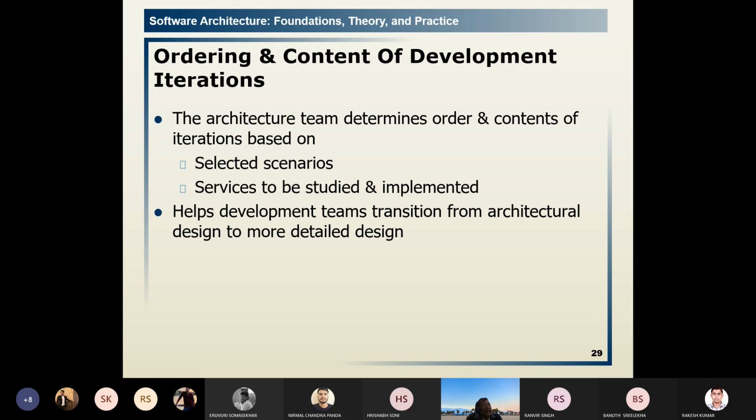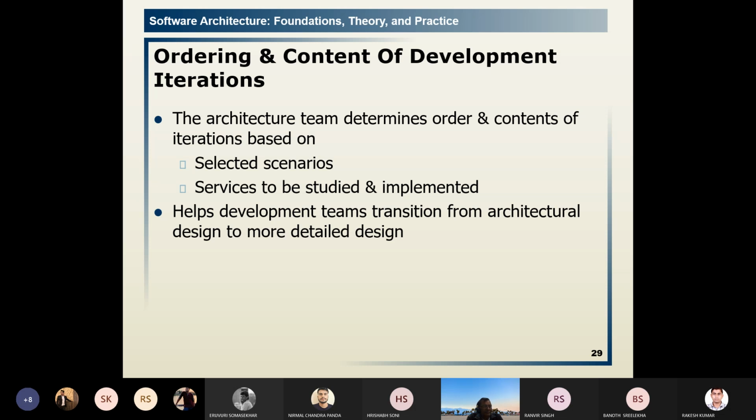Services to be studied and implemented. What are the contents? We'll read a lot on services in the next semester. What are the services to be included or not? We'll see slowly, and next semester we'll see how the services come into the picture. So they fix up the contents of the services.